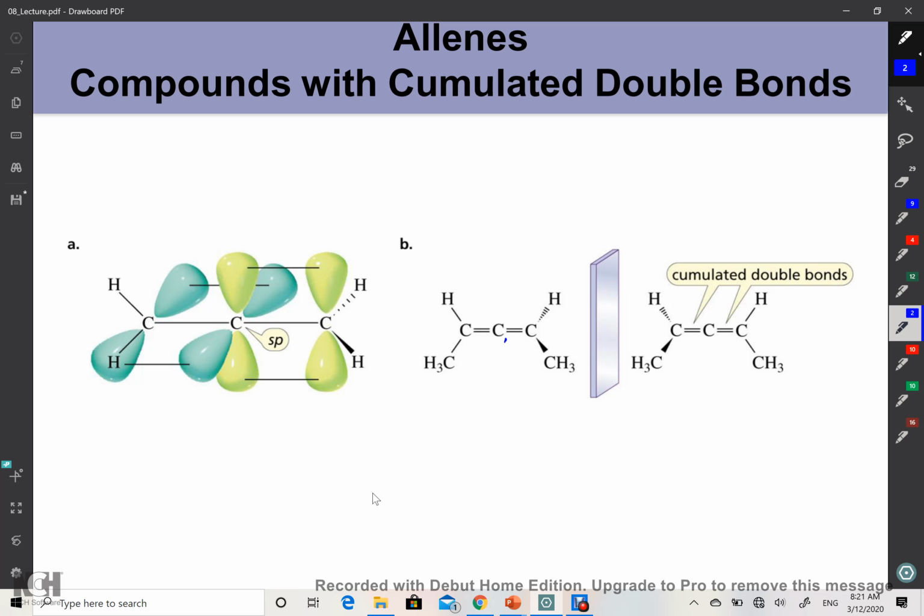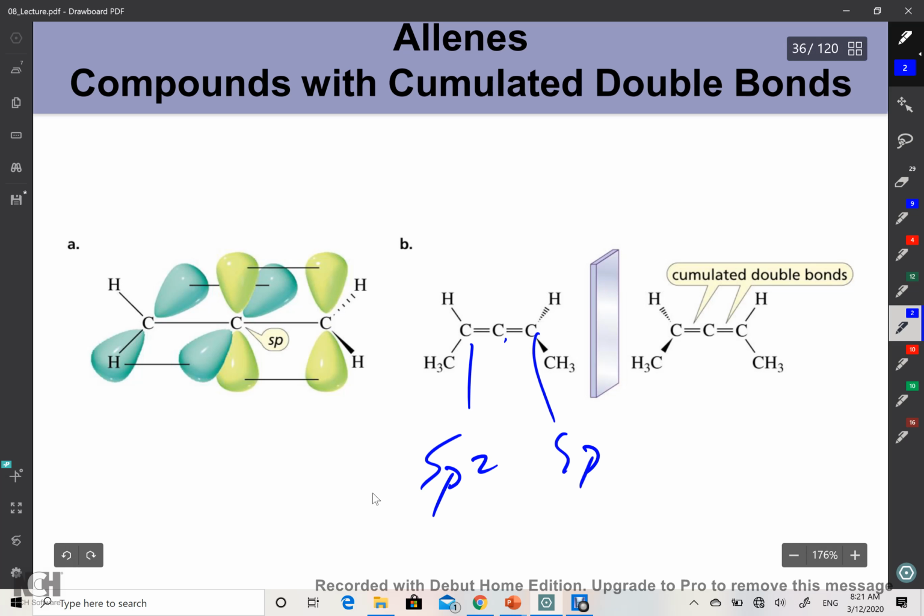Okay, so there's a third type of diene system that we haven't talked about. Those are cumulated dienes, where you have double bonds that follow each other in succession. We've talked about conjugated diene and isolated, but now you have cumulated dienes, where you have a double bond, then another double bond. With those, if you look at the carbons, this one will be sp2, this one will be sp2.